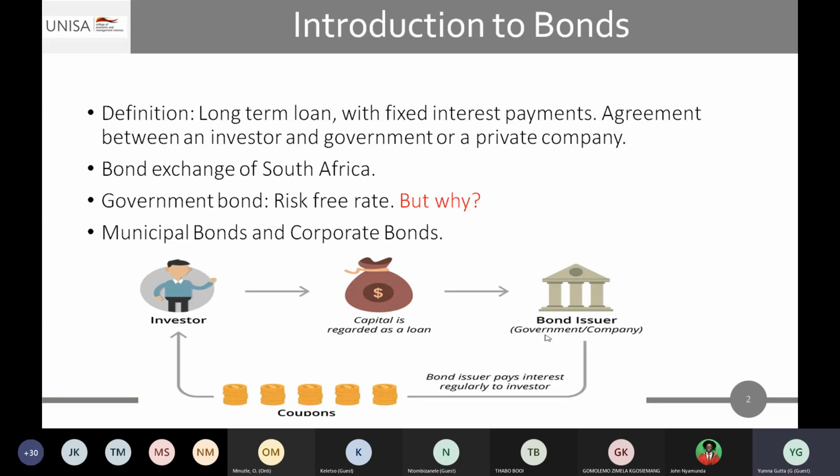And a government bond is where we get what we've been talking about in the last few lessons called the risk-free rate. So if I can start off with our first interaction, I'd ask you to post in the chat: why do you think that a government bond is a good example of a risk-free rate? I'll give you a moment to post in the chat.